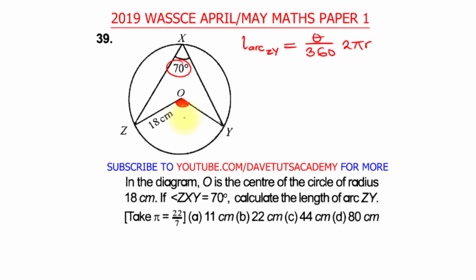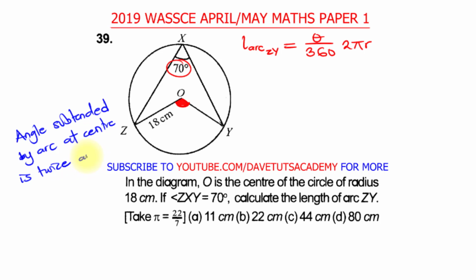So if we have angle 70 and we are looking for this, how do we get that? This angle, by reason of the circle theorems, will be twice the angle at the circumference, because this is the same arc and it subtends this angle at the circumference, and this particular angle is at the center of the circle, and the theorem says that the angle subtended by an arc at the center of the circle is twice the angle subtended at the circumference of the circle. So that particular theorem will help us to determine that this will be 140 degrees, because it is 2 times 70.